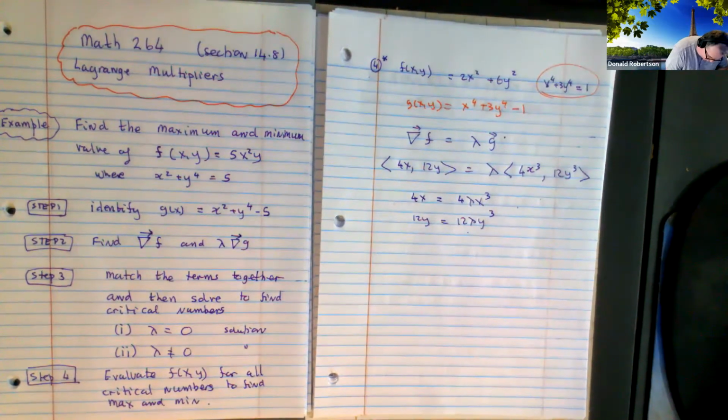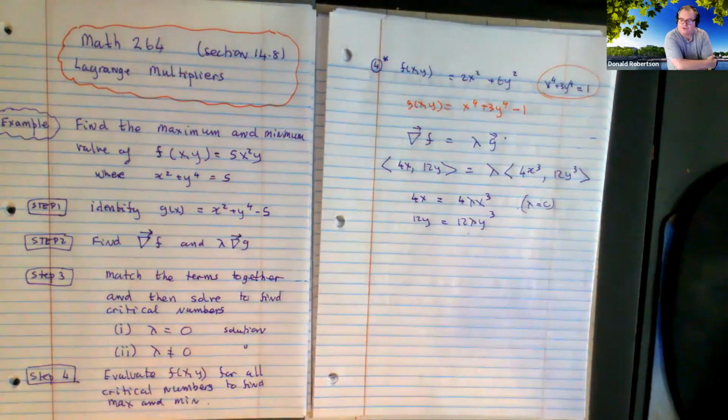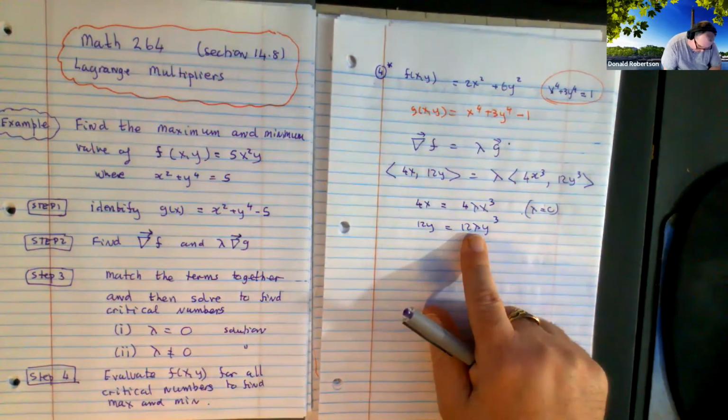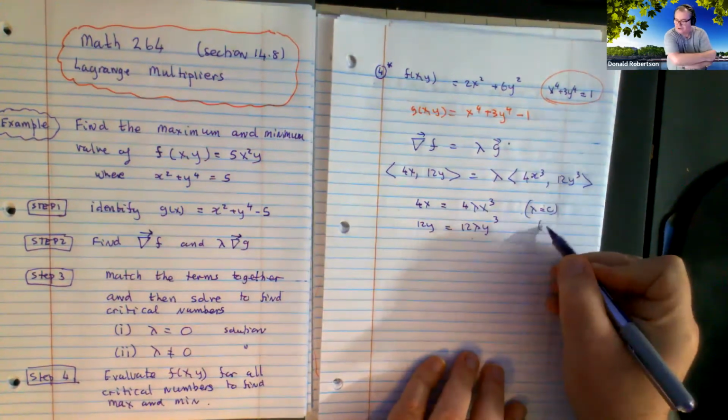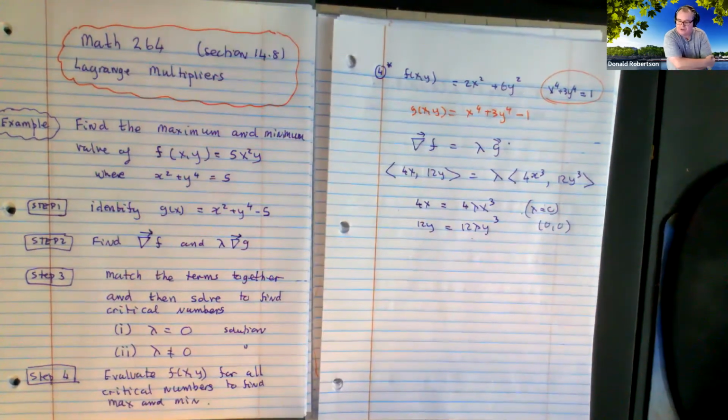First one I should do, shouldn't I check lambda is 0, right? The special case: what solution do you get when lambda is 0? Would you agree that that makes 4x nothing and 12y nothing? So don't be surprised if the origin comes out very often out of this. Right. So the origin is a possible choice.